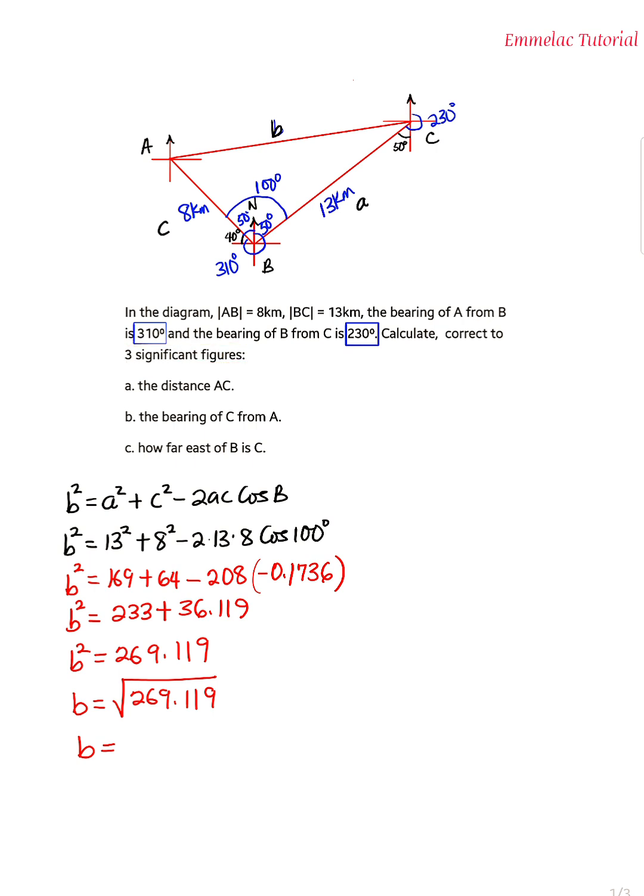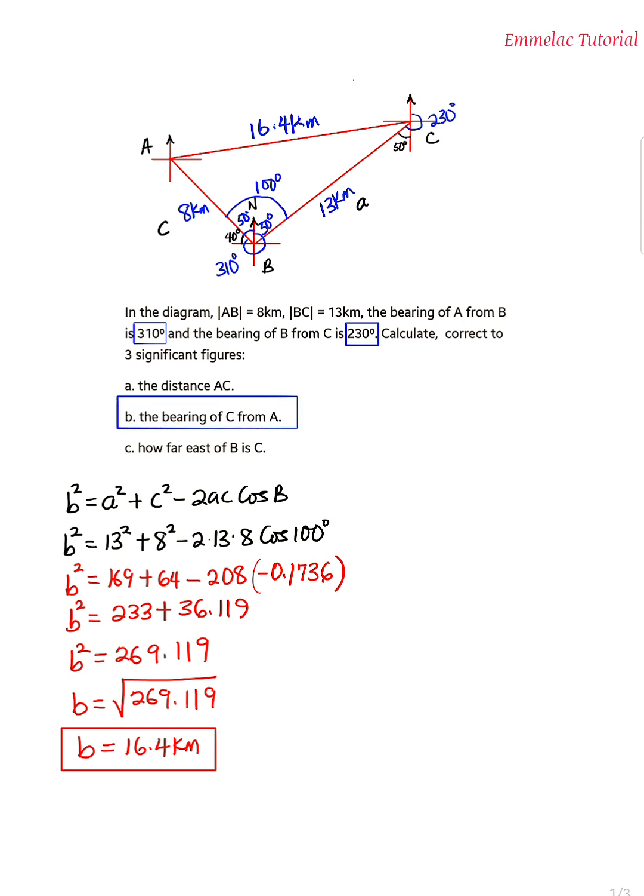So from my calculator, I'll write it down to 3 significant figures, and that will be 16.4 kilometers. So this is the value of the distance AC. Let me just write it here. So here we have 16.4 kilometers.